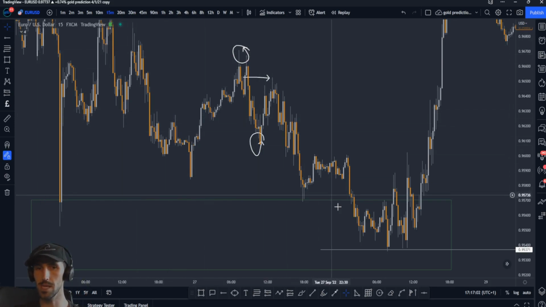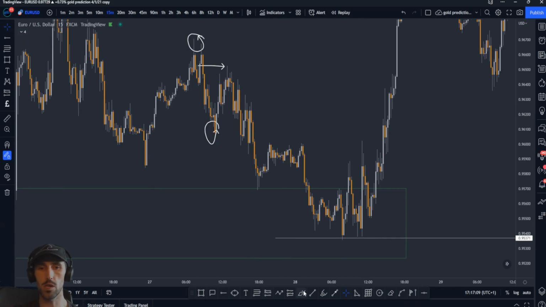When the price comes into this area, what are we looking to do? Number one, we're looking at the range that took us into this area. So the high and the low. We then expect what?